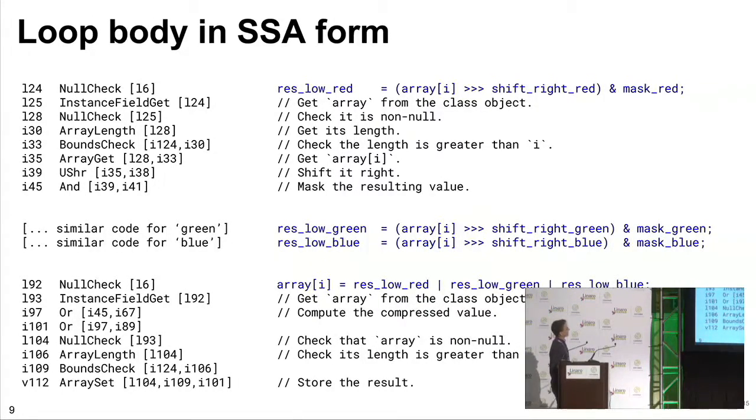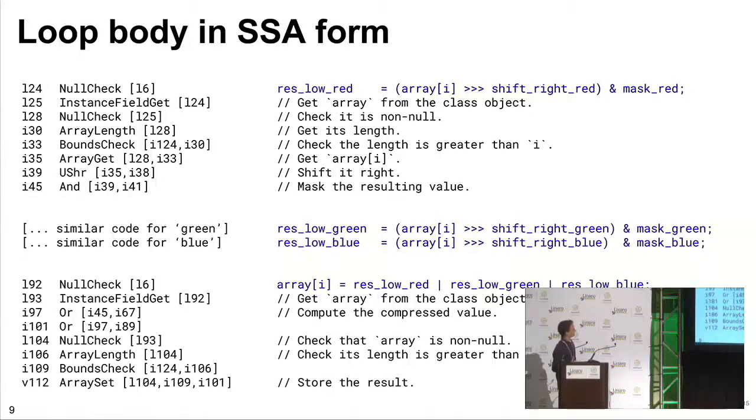If we start from the beginning, for the color red, first we check that the this pointer, so the object pointer, is not null. Then we retrieve the array. That's the second line. Again, we check that the array is not null, and we retrieve the length of the array. Then we check that we are not accessing past the length of the array. That's the bounds check. Finally, after all these checks are done, we retrieve the value of array at position I.